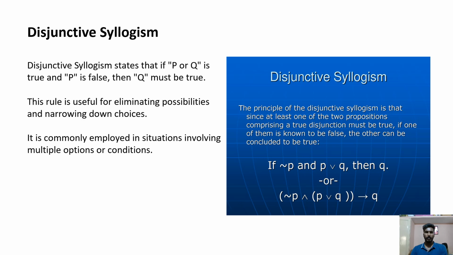Disjunctive syllogism. Disjunctive syllogism states that if P or Q is true and P is false, then Q must be true. This rule is used for eliminating possibilities and narrowing down choices. It is commonly employed in situations involving multiple options or conditions.